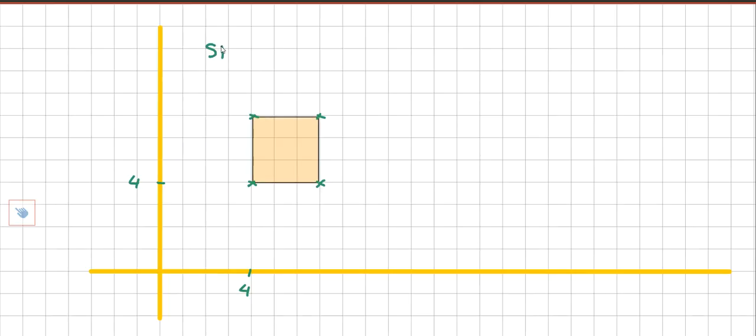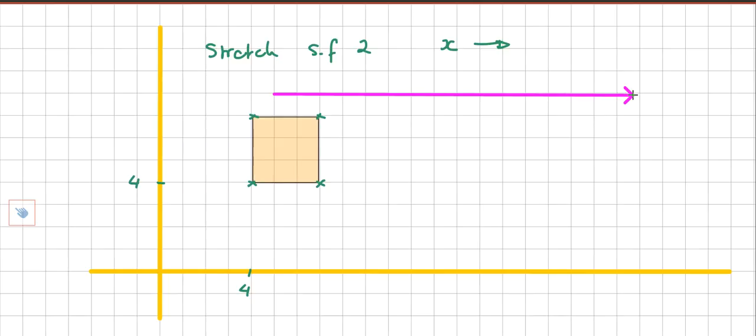Anyway, how do we apply this? Let's do a stretch of scale factor 2 in the x direction. How do we do that? So we're applying it in the x direction. Okay, and how do we do that? Find 2 more little dot spaces.